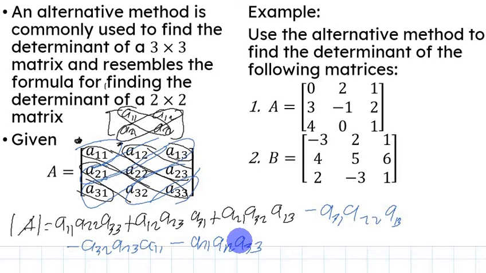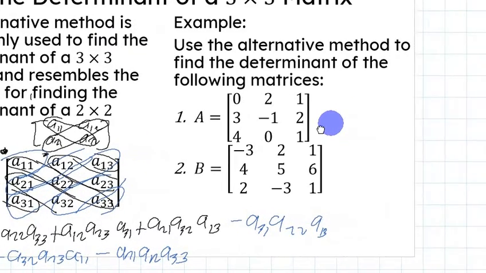So what we are going to do is find the products of the diagonals, or of the slanting formations of our entries. If it falls from left to right downward, we add them. If it goes up from left to right, we subtract them. Let's illustrate this in an example. We are asked to find the determinants of these matrices using this formula.